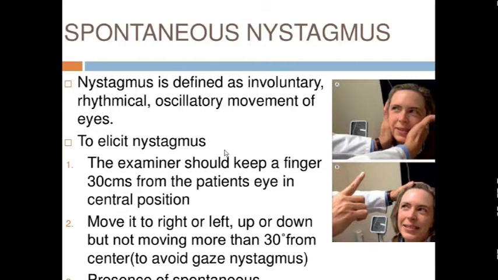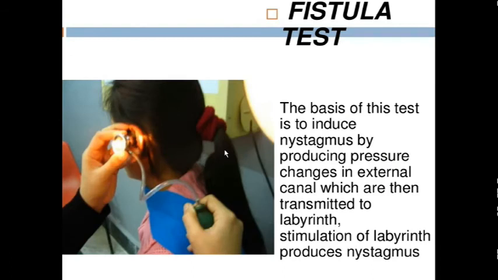That is also very important. Now, second is fistula test. The basis of this test is to induce nystagmus by producing pressure changes in the external canal. In a normal person, even if we change the pressure in the external auditory canal, the patient will not experience nystagmus or vertigo. But any patient who has a fistula in the bony labyrinth, what will happen?